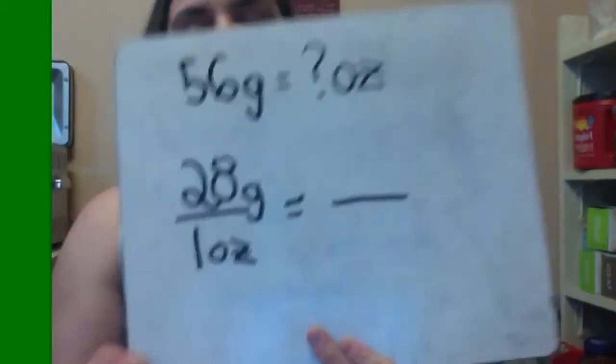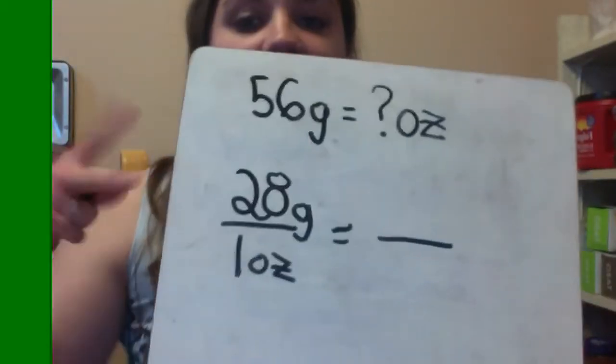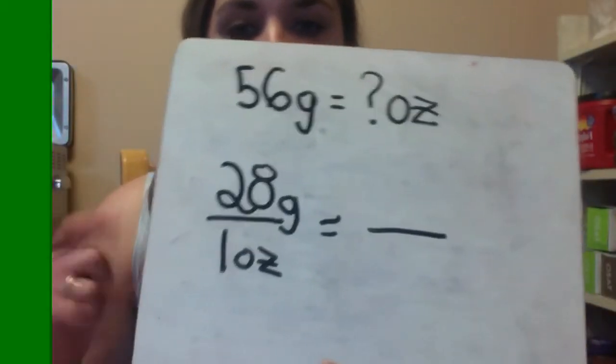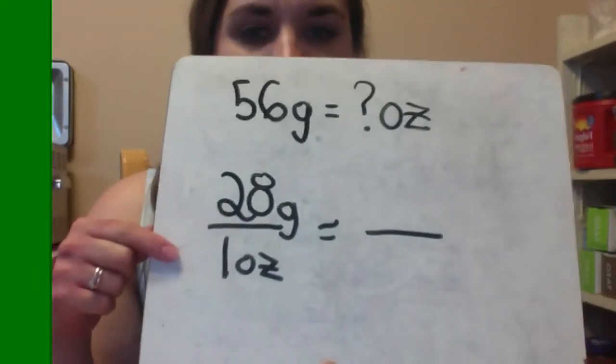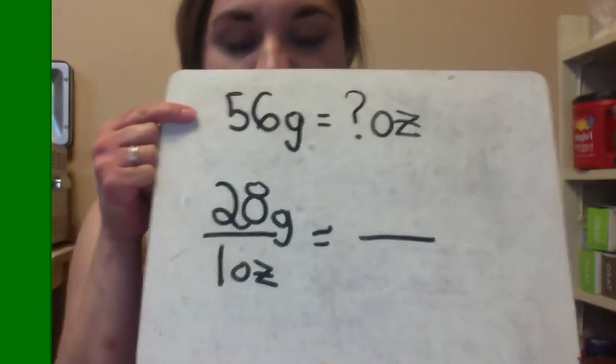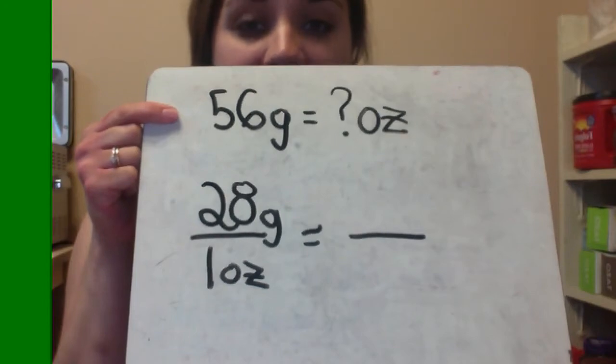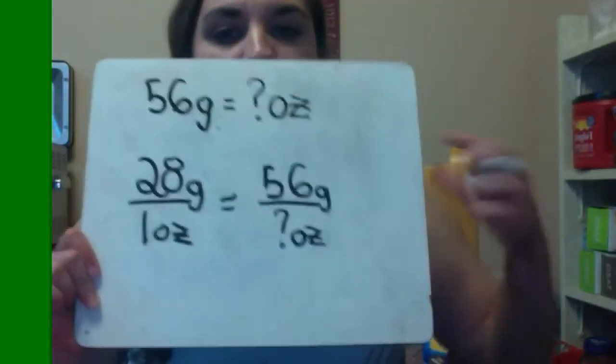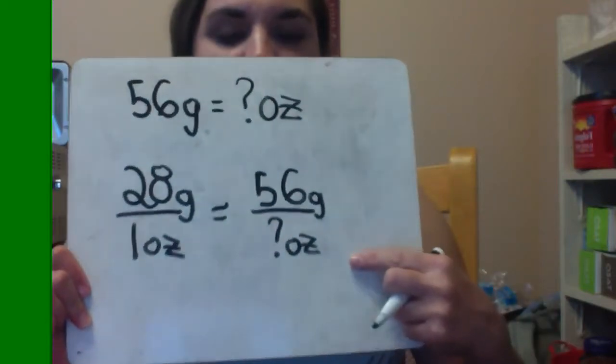So we have 28 grams in 1 ounce. I could switch them, but the main thing I need to do is keep grams with grams and ounces with ounces. So when I look up at my question, do I know grams or do I know ounces? I know grams. So I'm going to plug in 56 grams, and then I'm going to plug in my ? ounces. Because I am keeping grams with grams and ounces with ounces, right?